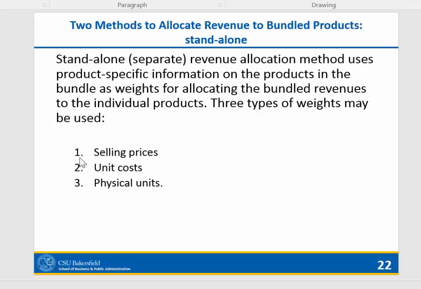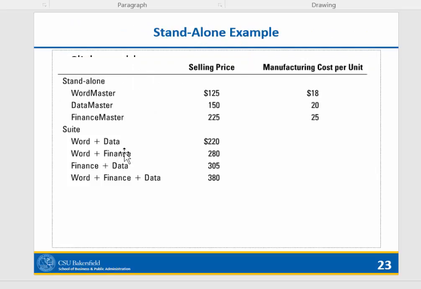So once again, the weights we can apply could be anything: selling prices, unit costs, physical units, volume, labor hours, or many other weights that you plan to use. I'm going to focus on these three types of weights in the next question. So let's go ahead and take a look at this.